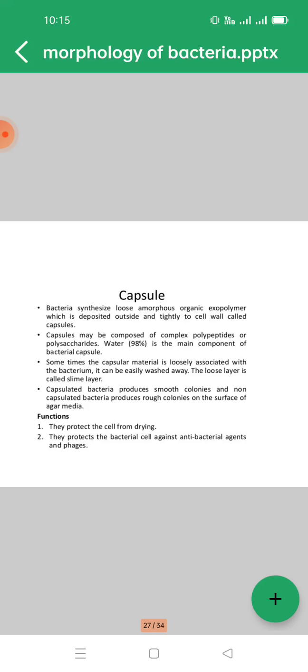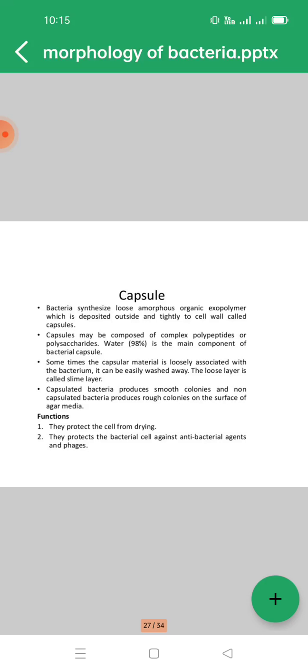That is, it is an exopolymer structure, in the sense that it is present outside the cell wall. So these capsules are composed of polypeptides and polysaccharide materials. Water is the main component of this capsule, containing 98% water.